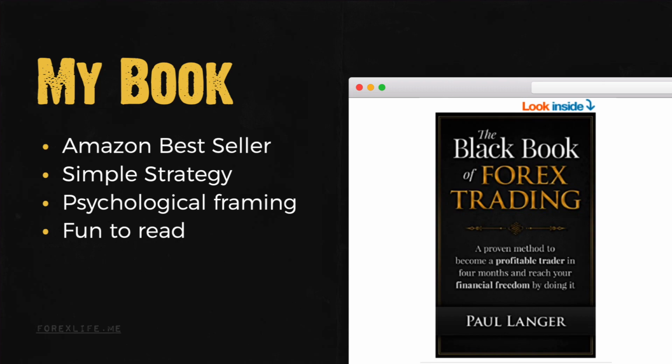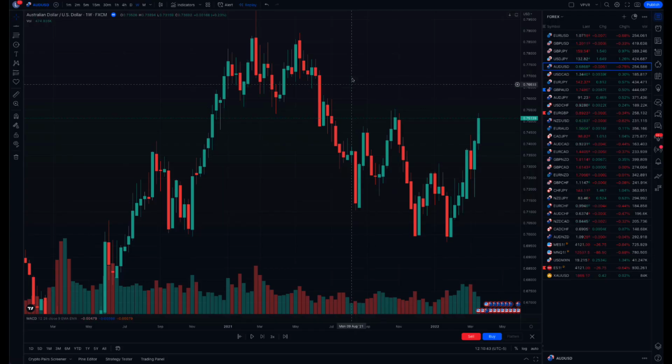So let's go straight to our strategy. If you remember from the book, we are looking for bullish engulfing candles in support or resistance areas. We are now at the Australian dollar US dollar pair, and these are weekly candles. We can do it with weekly, monthly, even daily, or 4-hourly.